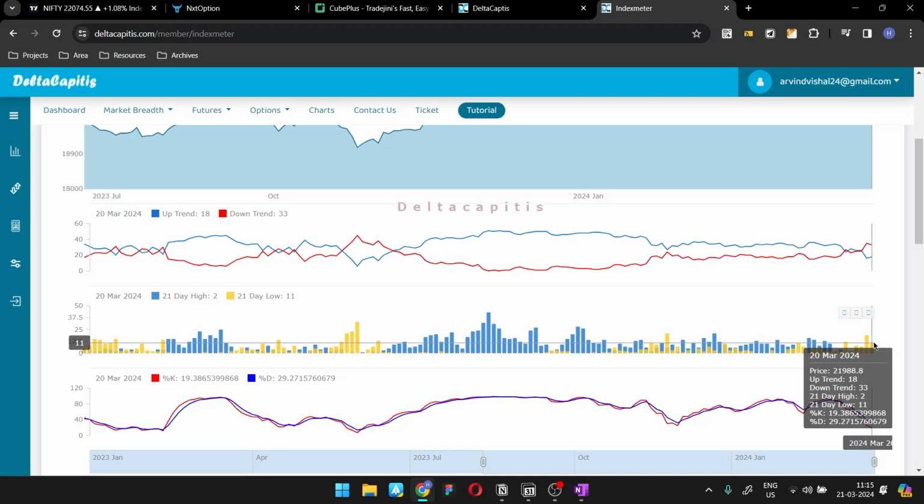Out of Nifty 50, 21 day low is 11 stocks. So this is clearly indicating that the market is selling off a little bit in the background.